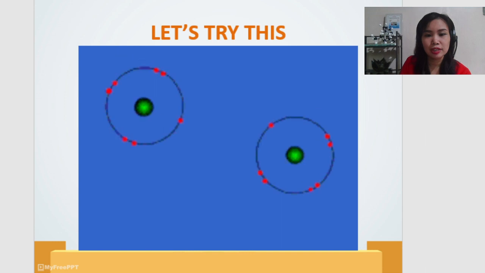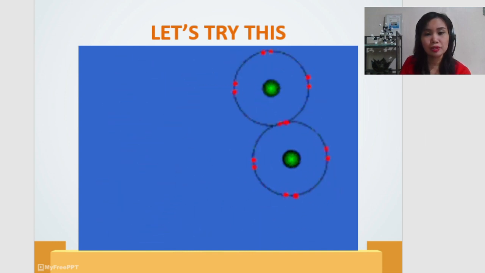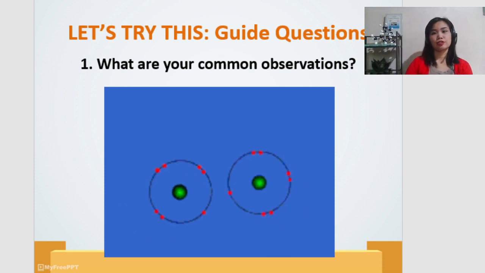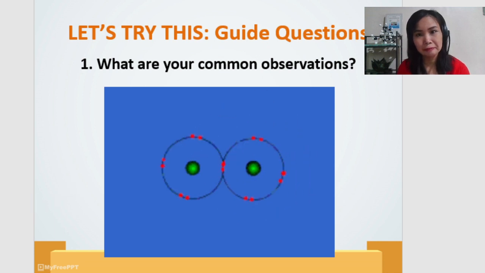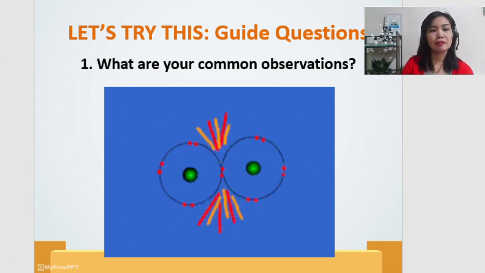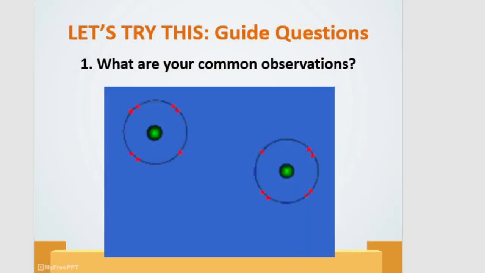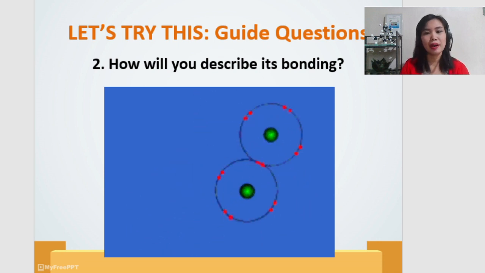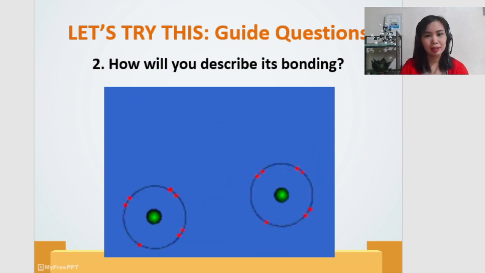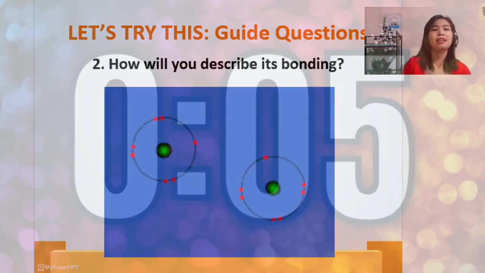Okay, so let's try to check here. Of course, we have guide questions. So number one, what are your common observations? So ano bang nakikita nyo dyan? Okay, so I'll give you 5 seconds. Ready? Go. Ayan, so time is up. Okay, how about number two? How will you describe its bonding? Nag-bond din na sila, ma'am. Yes, so for 5 seconds. Okay, time is up.